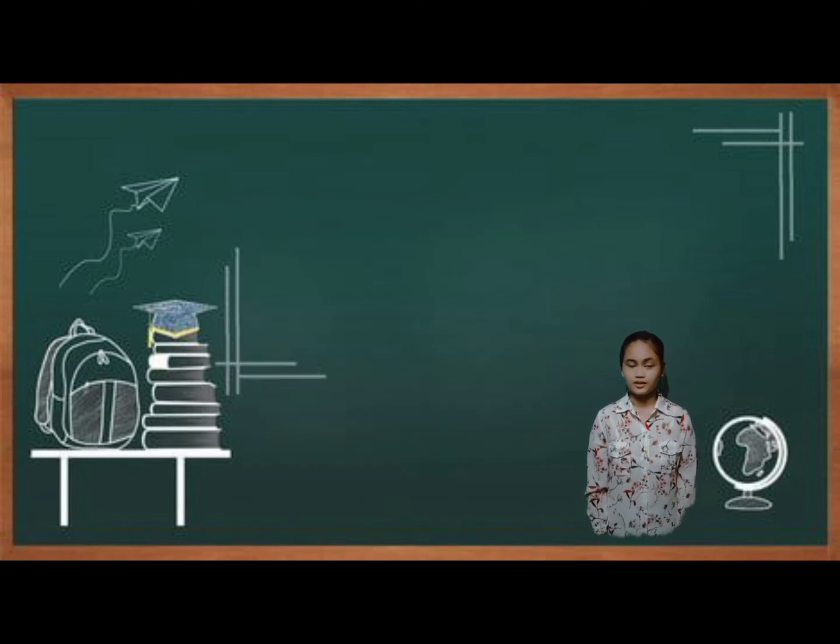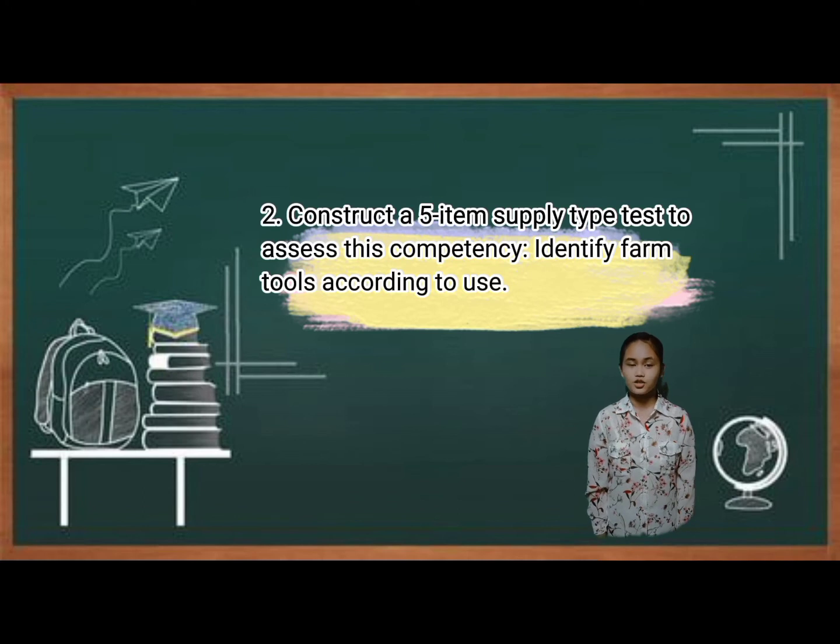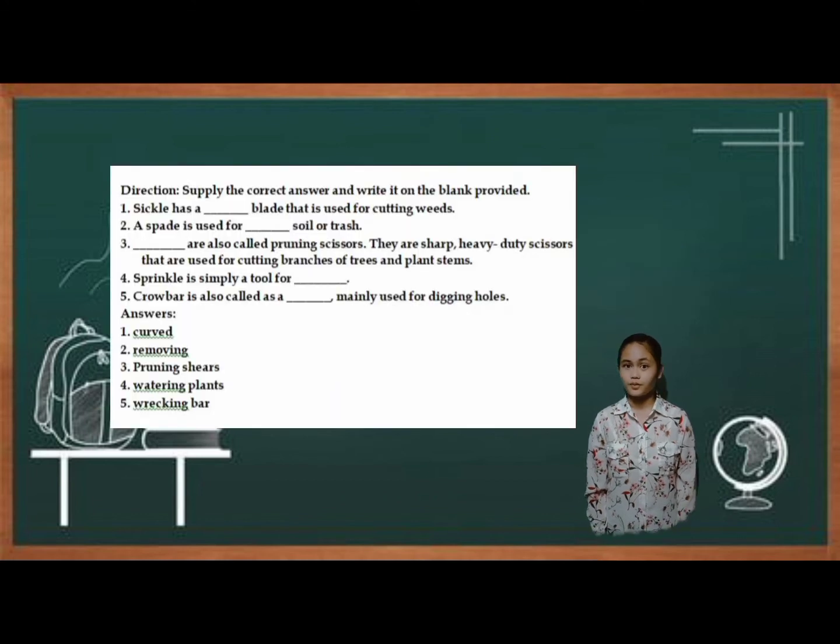For the second number, we are also tasked to construct a 5-item supply test about farm tools according to their use. A supply test is another useful device that tests the lower thinking skills of each individual. This kind of test consists of a stem and a blank where the students would write their answers, depending on what was instructed. Simply, it tests the student's knowledge.